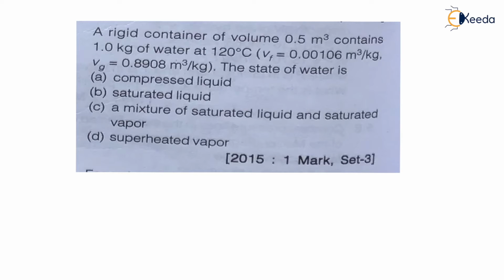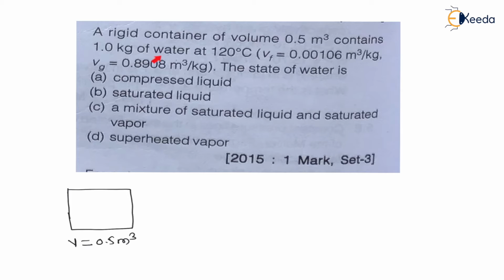Question is written on the screen. Let us read the question and solve this question. Here the question is: a rigid container of volume 0.5 meter cube. Now here a rigid container is given. Here there is a container, right? This is a container and the total volume of this container is 0.5 meter cube.